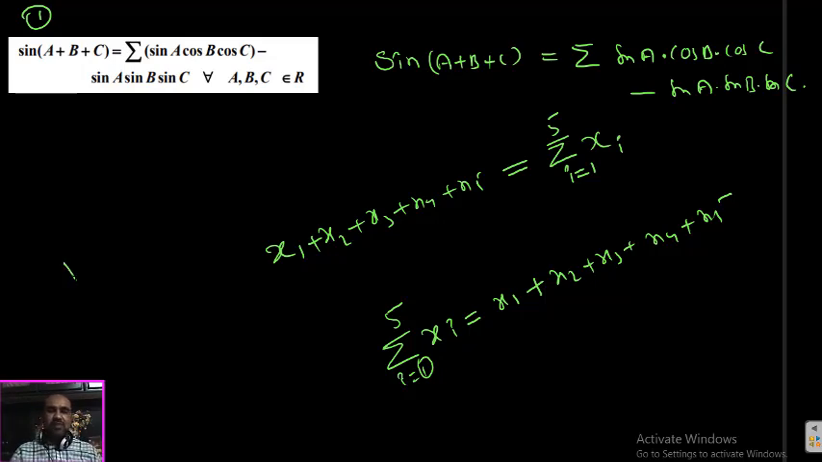Okay, so pi xi given, for example pi xi where i is equal to 1 to 3. So x1 into x2 into x3. Pi stands for product, sigma stands for summation.